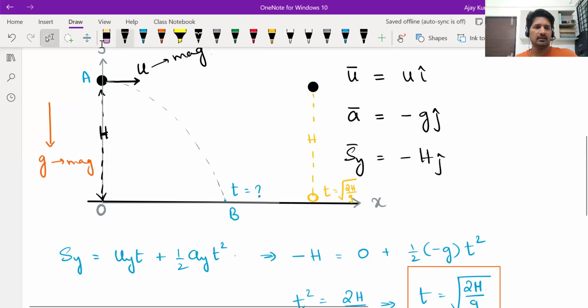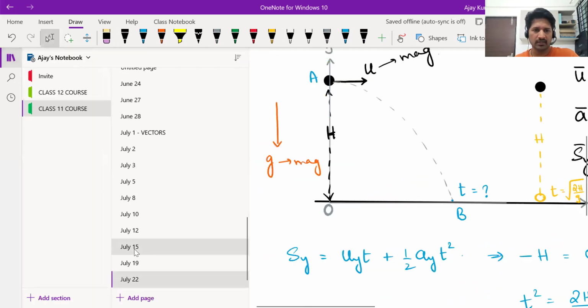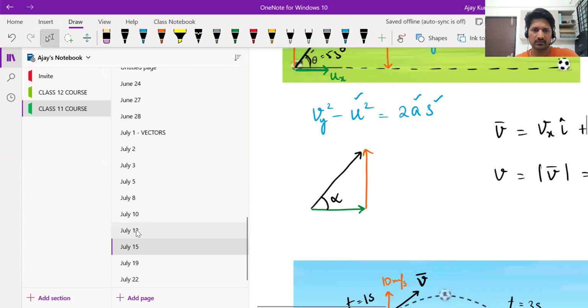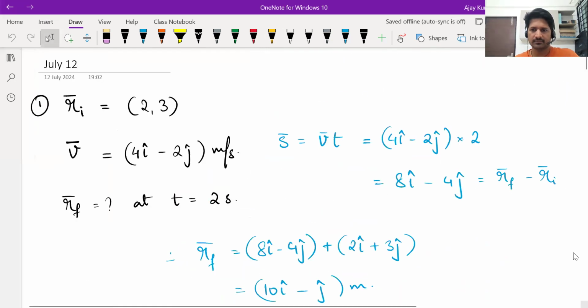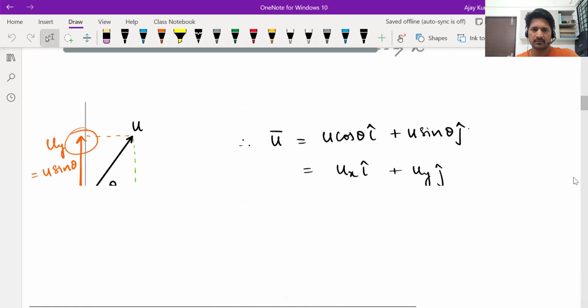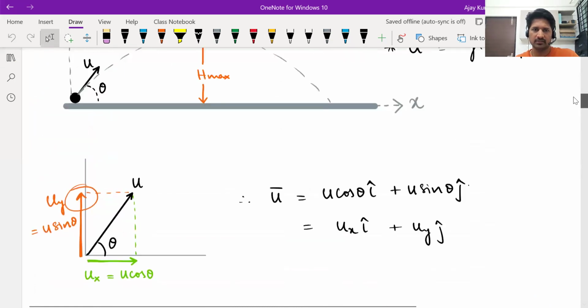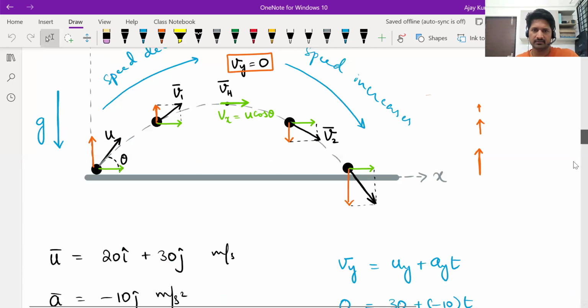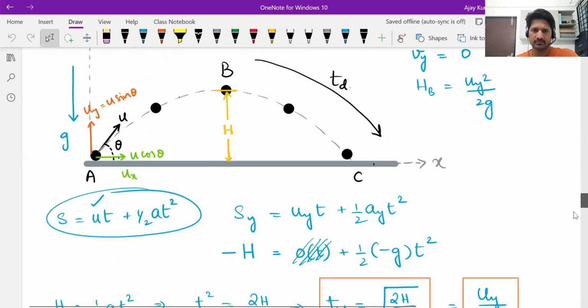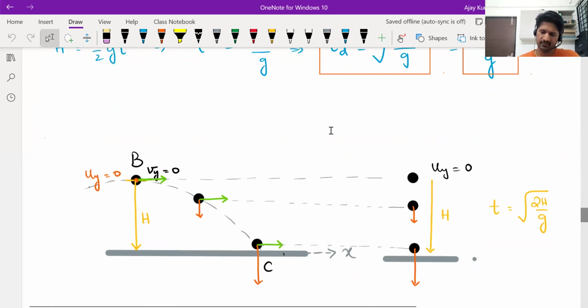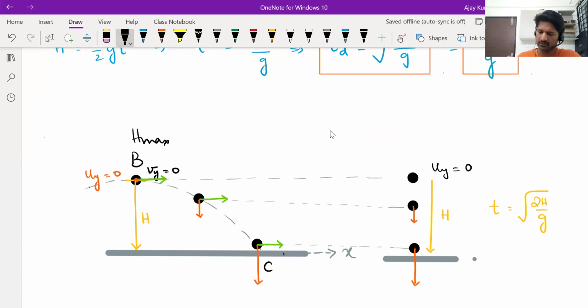Fine. And in ground to ground projectile also we had discussed this, in this class or the class before that. In ground to ground projectile we discussed the time of descent. The time it takes to go from the position of h max back to the level from where it was projected is the same as the time taken by a freely falling body starting from rest to come down by a distance h.